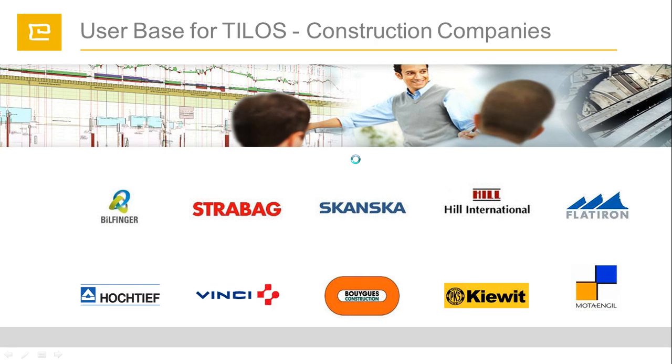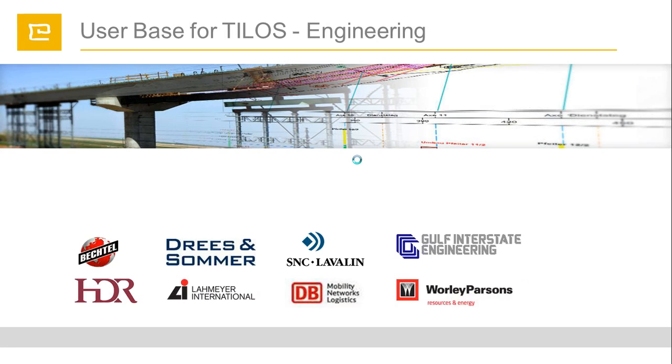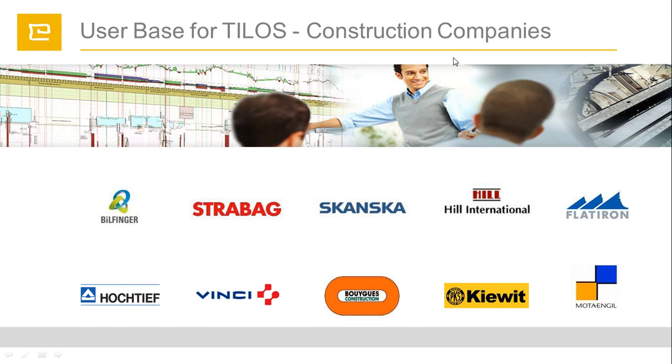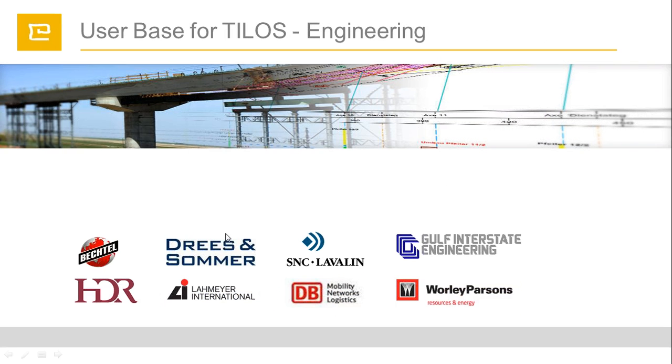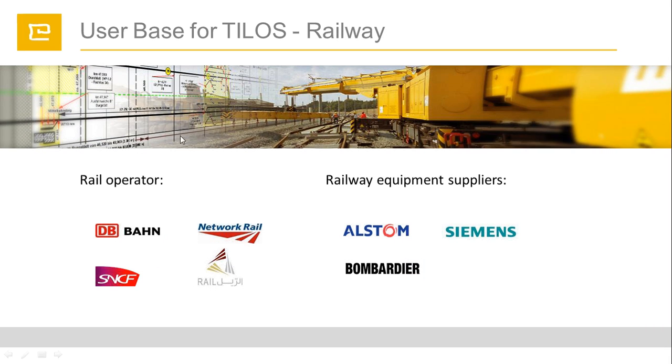These are the customers in the different industries: Strabag, Hill International, Hochtief, Bilfinger, Bechtel, Gulf, Water Person. And these are the railway operators like Qatar Airways, with one of the biggest metro projects now ongoing, and Network Rail UK, Deutsche Bahn Germany, and of course also Alstom Power, Siemens, and Bombardier. They are also using TILOS.